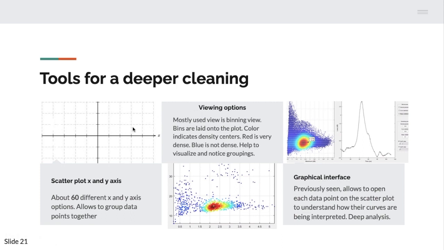And this idea of grouping is actually so important that we have another tool called viewing options. And in that case, I used the tool of binning. And binning basically colors the grouping. If there are a lot of data points regrouped in an area, then it's going to be colored as red. And if there are not a lot of data points in one area, then they're colored as blue. And finally, we have the graphical interface, which is what we used previously. That doesn't change. That's another tool. So seeing the graphs.